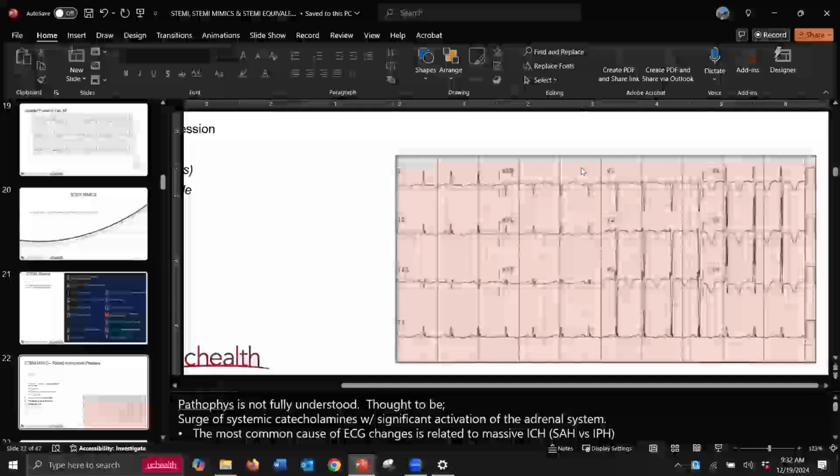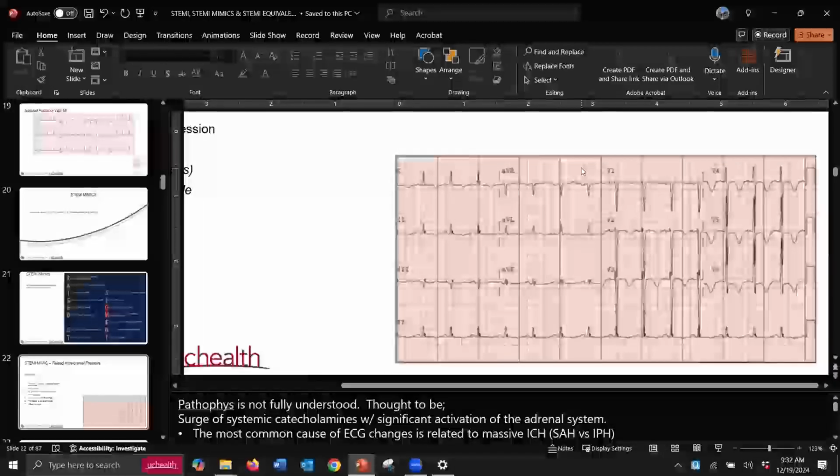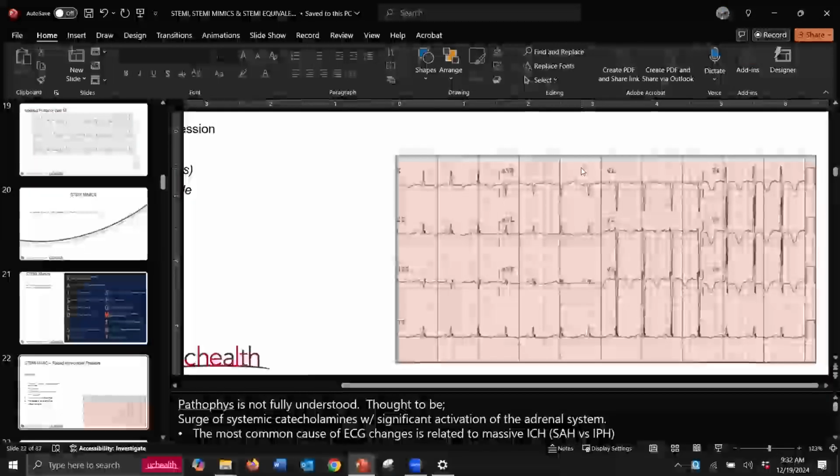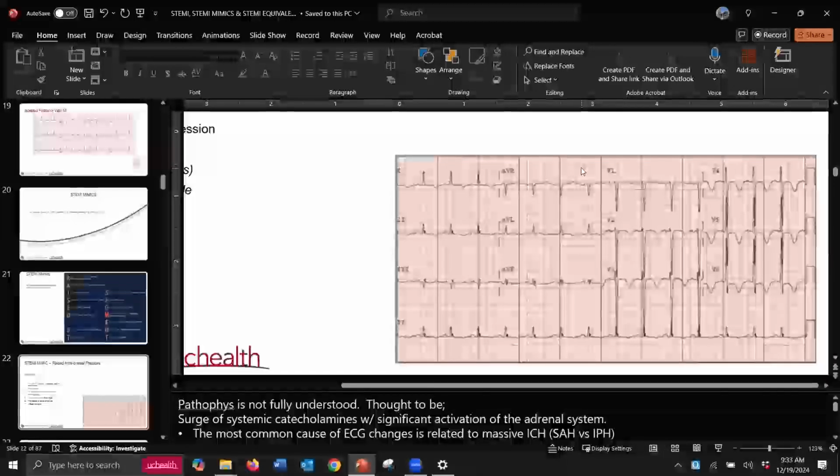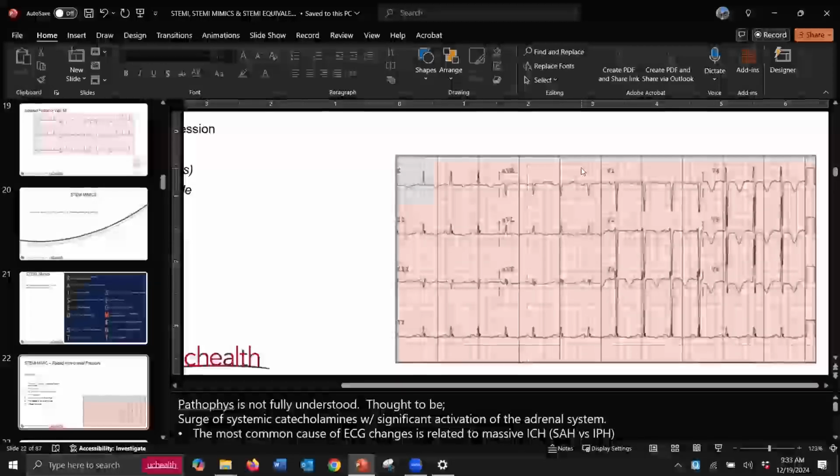Okay, raised intracranial pressure. This is typically in spontaneous hemorrhages. We'll see what's called cerebral T waves, right? And they can be very profound. This one really isn't all that bad. It almost looks like what other syndrome that we talked about, or what other pathology that we talked about. Wellens, kind of. Yeah, it does.